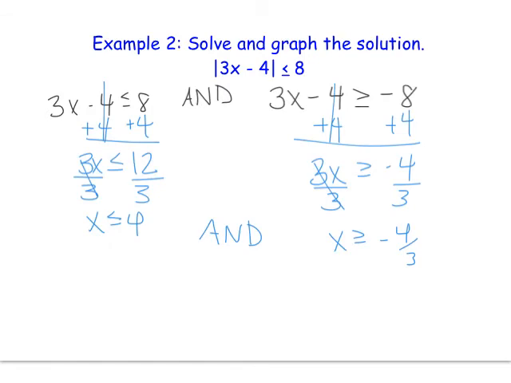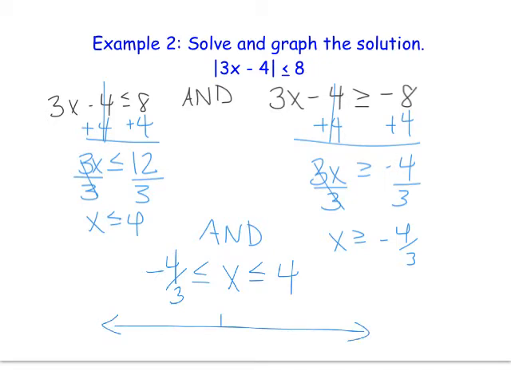So I found that x is less than or equal to 4 and x is greater than or equal to -4/3. When we're talking about an "and" compound inequality, we're looking for the overlap here. Or we could even write this as x being less than or equal to 4, but also it's bigger than -4/3. So you could write it that -4/3 is less than or equal to x is less than or equal to 4.